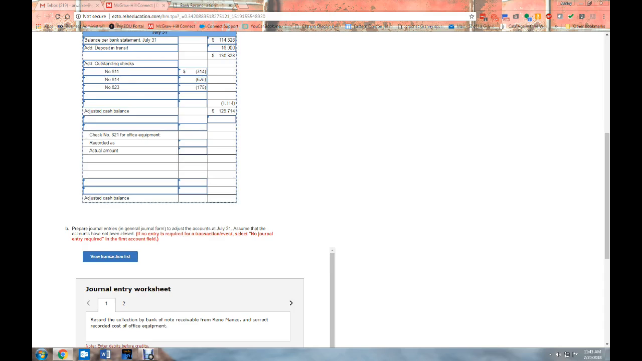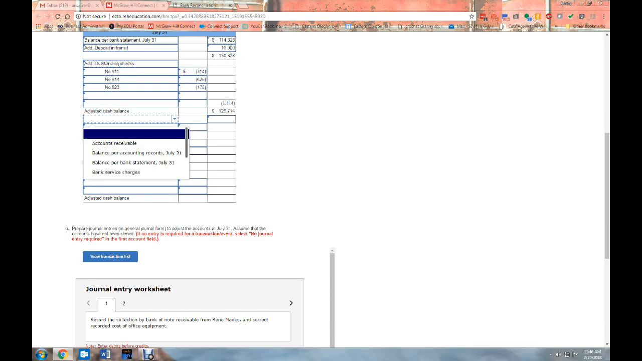So our adjusted cash balance, so remember we're going to have an adjusted cash balance for the depositor, so we know that if we don't come up with a balance of $129,714 for an adjusted bank or adjusted depositor balance, that we need to make some corrections. Okay.